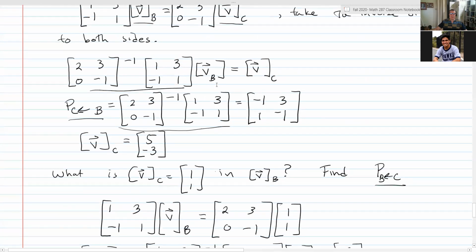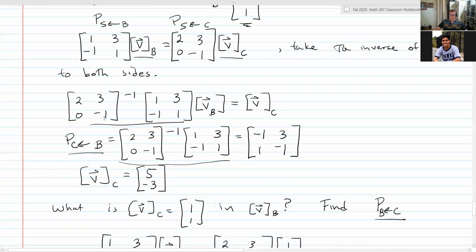And so in order for us to change over those matrices, we take this matrix right here, the one that we use to go from B into the standard basis, and we multiply it on the left-hand side by the inverse of the one that we use to go to VC. And what that gives us is what's called the change of basis matrix, the change of basis matrix that goes from B into C.